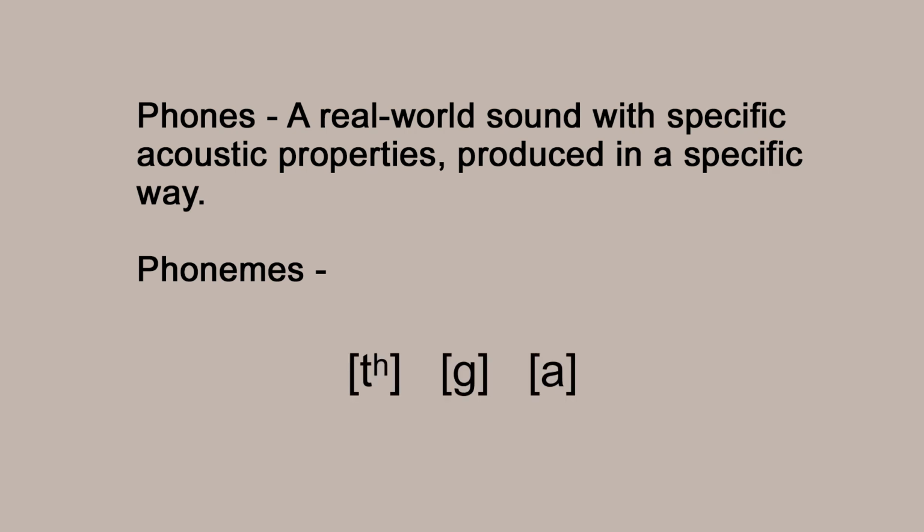T, g, a are all phones. Regardless of what language you speak, a is a. You might not have that exact sound in your language or dialect, but it has specific acoustic properties that you can measure, and it's made, as I say, in a specific way. I don't want to overcomplicate this. Basically, a phone is just a sound that you make with your vocal tract.